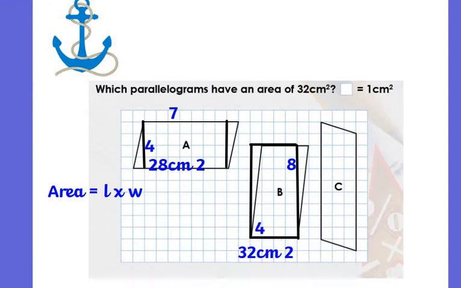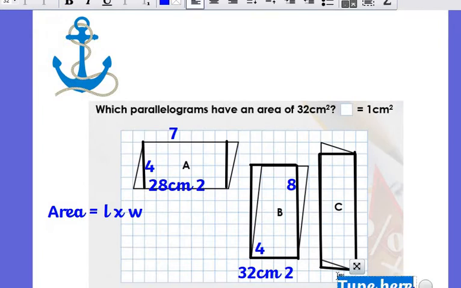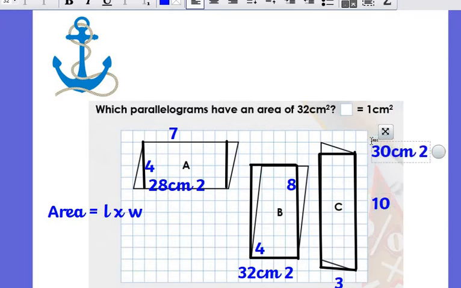Let's have a look at C then. So how could I make this into a rectangle? Here, I'm going to go from this one there, and here, I'm going to go to there. So I can see my shape. It's like that. I've got 3 centimeters or 3 squares there, and I've got 1, 2, 3, 4, 5, 6, 7, 8, 9, 10. So the area is just 30 centimeters squared.